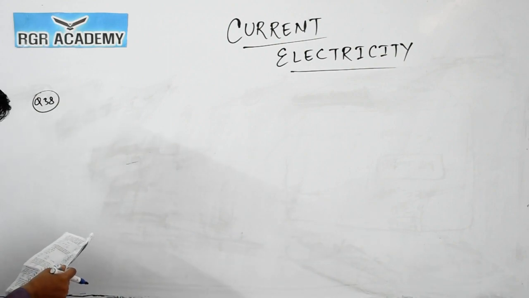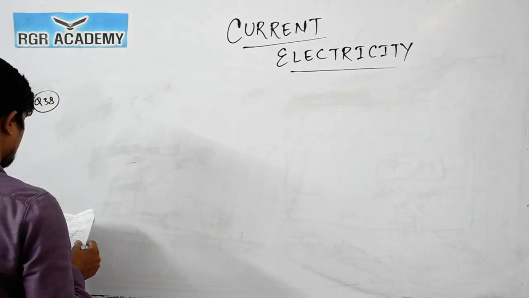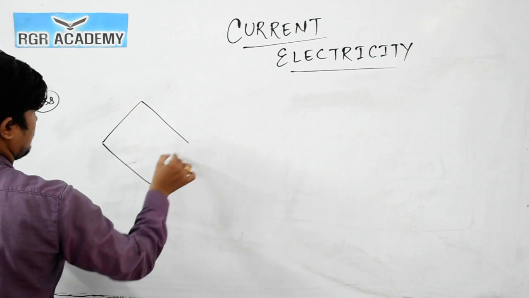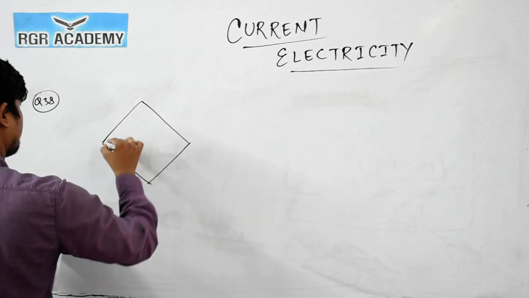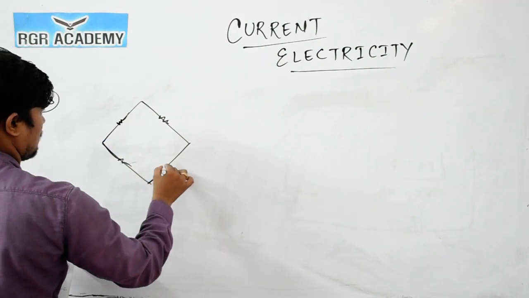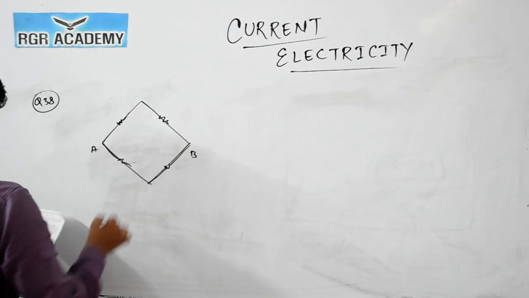13 resistances each of resistance R are connected in the circuit shown. Find the effective resistance between A and B. So they are asking the effective resistance between A and B. It is a system like this. This is point A, this is point B. So they are asking the equivalent resistance across A and B.